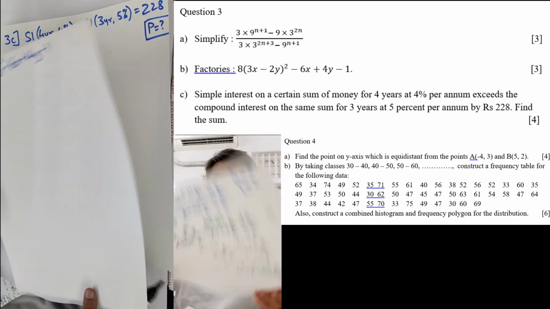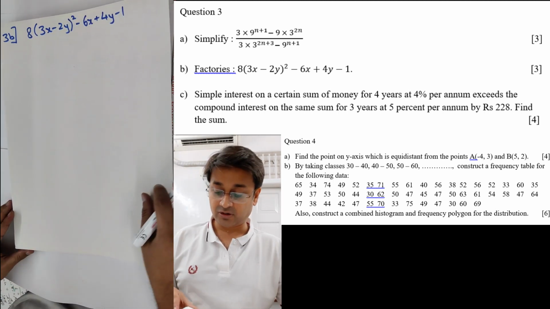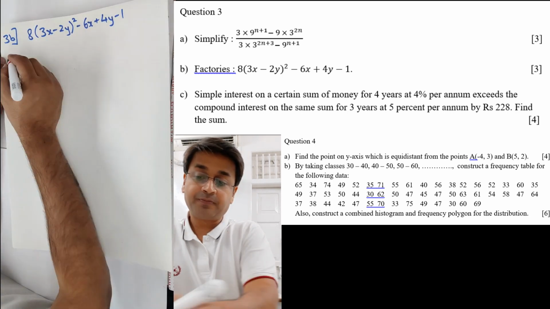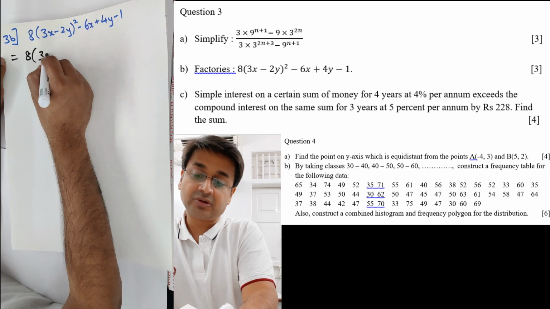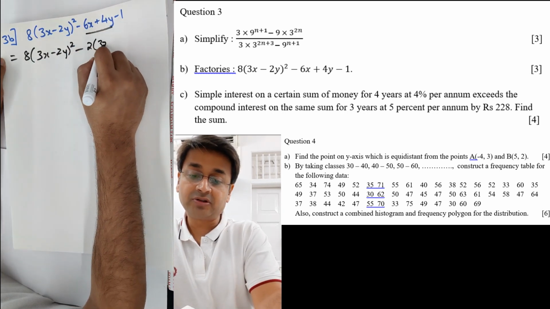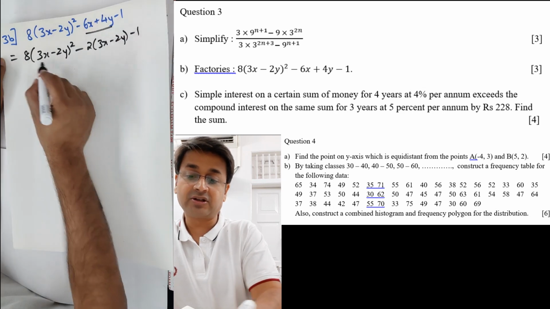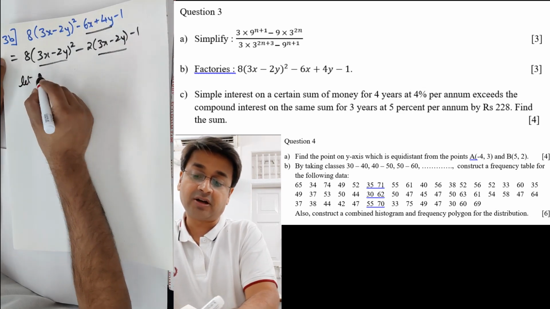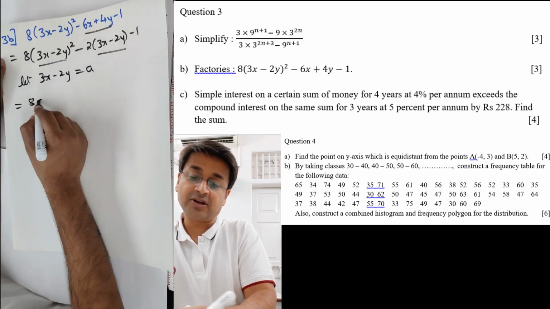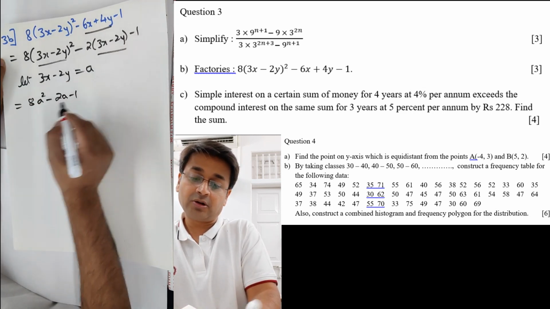The next one 3b. I'm going slightly fast, I know that, because this is not what I'm teaching. We are just discussing the paper. So how are you going to go about with this one? So 8 times 3x minus 2y the whole square. Pulling 2 common, so 3x minus 2y minus 1. Now both have become equal, that's what our target was. So let 3x minus 2y be a. So I shall get 8a square, 2a minus 1.